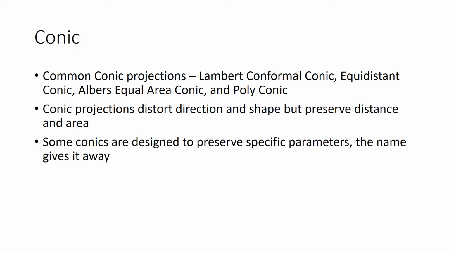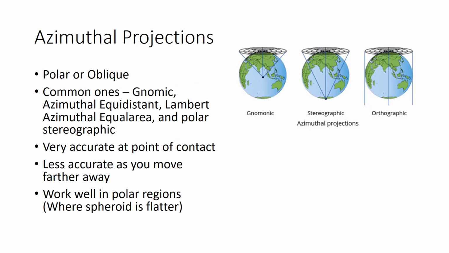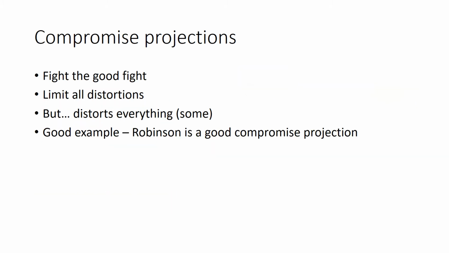Conic projections. The main thing with conic projections is to remember some of the names, like Lambert and Albers, two of the most common ones, and that's about all you need to know there. Azimuthal projections are basically just flat projections. Compromise projections distort everything a little bit, nothing a lot.